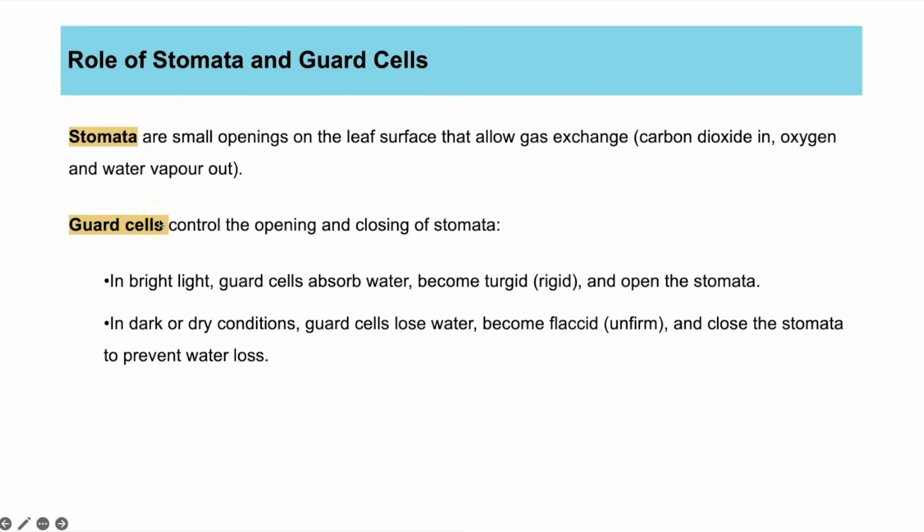The guard cells are controlling the opening and closing of that stomata, and in bright light, guard cells are going to be absorbing water, and that makes them turgid or rigid, so they bend and curve and they open. And that then means plenty of carbon dioxide can diffuse in through the stomata and be used in photosynthesis. In dark or dry conditions, the guard cells lose water, so they become flaccid or unfirm, and that causes them to close together, and that closes the stomata, so you don't get water loss.